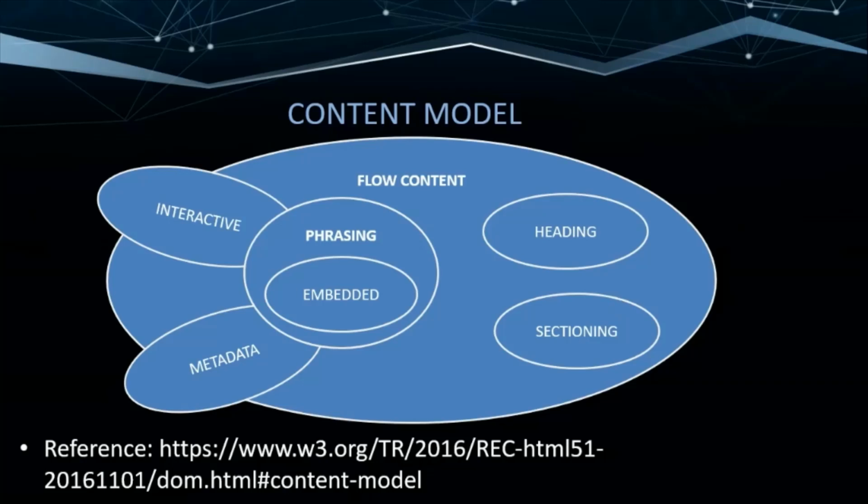So just remember, sectioning content, heading content, phrasing content, embedded content, and interactive content are all types of flow content. Metadata can sometimes be considered as a flow content. And we have here the interactive content and the metadata content. As we can see here, it's part of the model, and they can sometimes be considered as phrasing content. So when we say embedded content, it is a type of phrasing content, and sometimes it's an interactive content.